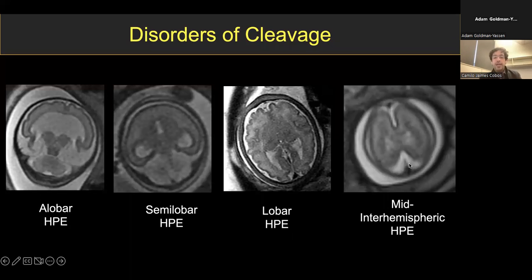The last one I wanted to point out, and this is kind of a cousin, it's sometimes lumped together, but I tend to be a splitter rather than a lumper. So the middle interhemispheric variant of holoprosencephaly has something to do with holoprosencephaly because the hemispheres are fused. But if you remember what I said, holoprosencephalies are a defect in the cleavage of the ventral forebrain. The ventral forebrain has to be uncleaved.